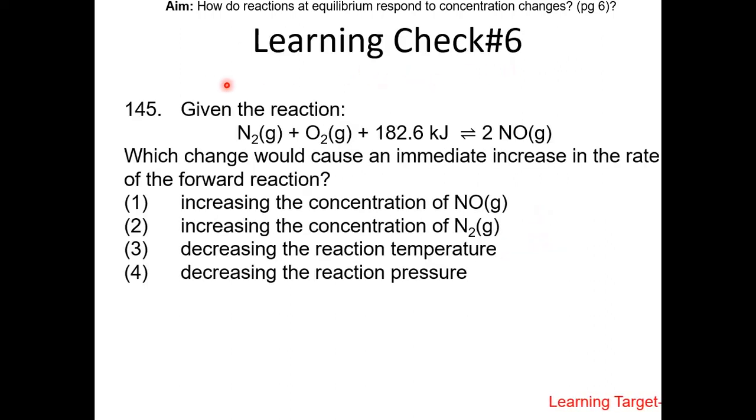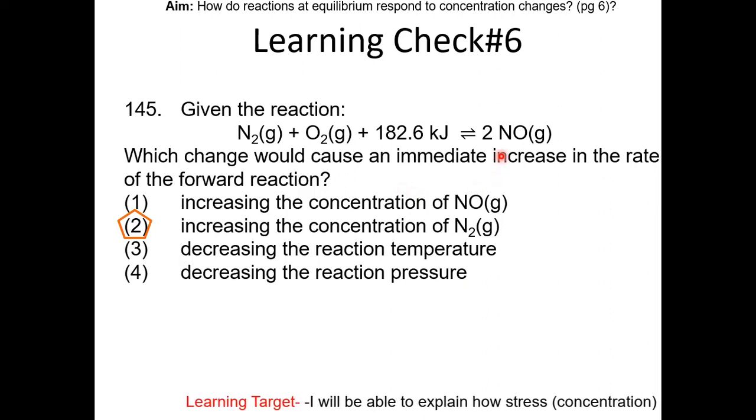Learning check number 6. Given the reaction, which change would cause an immediate increase in the rate of the forward reaction? Pause the video and resume once completed. In order to increase the rate of the forward reaction, we need to add more reactants. So the answer is choice 2. By adding more reactants, it will favor the product side.